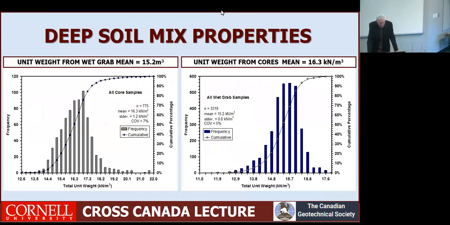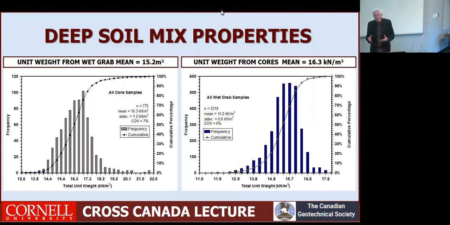There's a lot of interesting properties that were gathered. One of the ways that they get information from the soil mix is they come in with a pipe specimen, and they let the soil mix flow into the pipe, and then they pull that out. That's called a wet grab specimen.